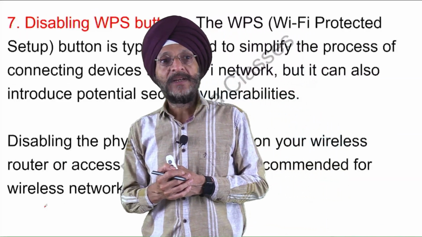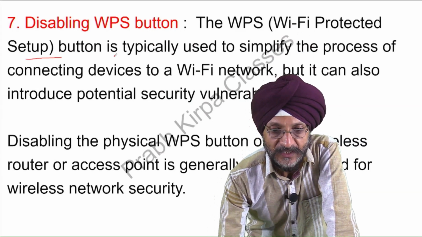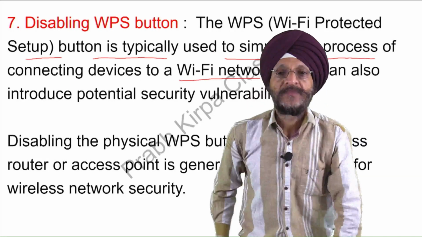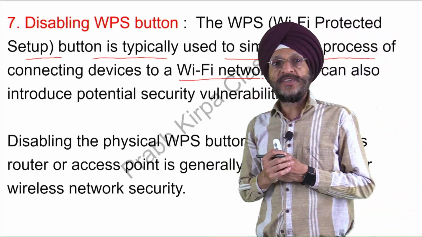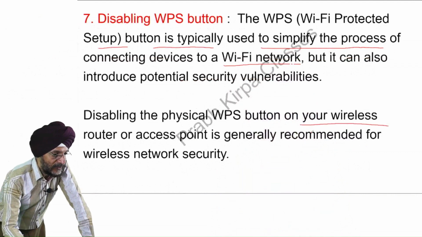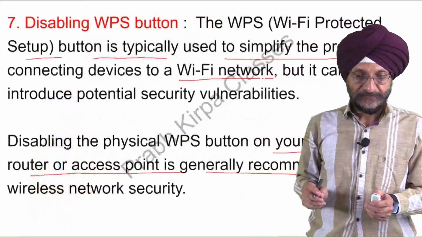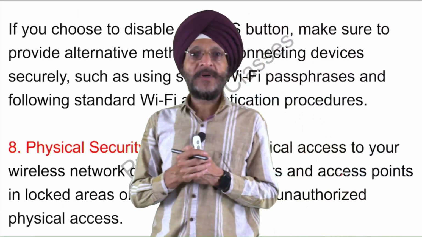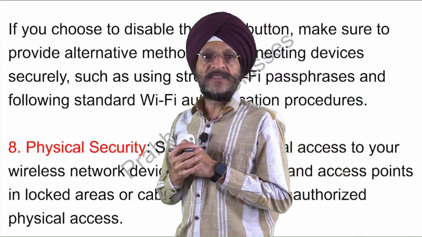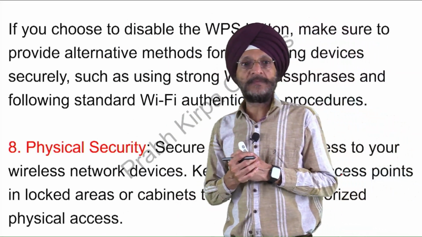Next point is disabling WPS button. The WPS, that is Wi-Fi Protected Setup button, is typically used to simplify the process of connecting devices to a Wi-Fi network, but it can introduce potential security vulnerabilities. Disabling the physical WPS button on your wireless router or access point is generally recommended for wireless network security. If you choose to disable the WPS button, make sure to provide alternative methods for connecting devices securely, such as using strong Wi-Fi passphrases and following standard Wi-Fi authentication procedures.